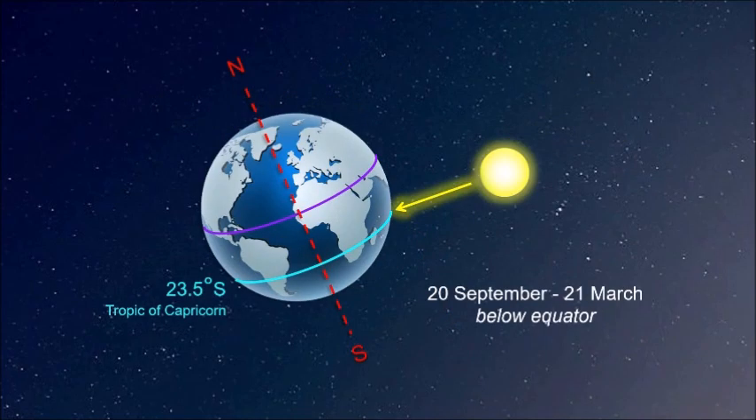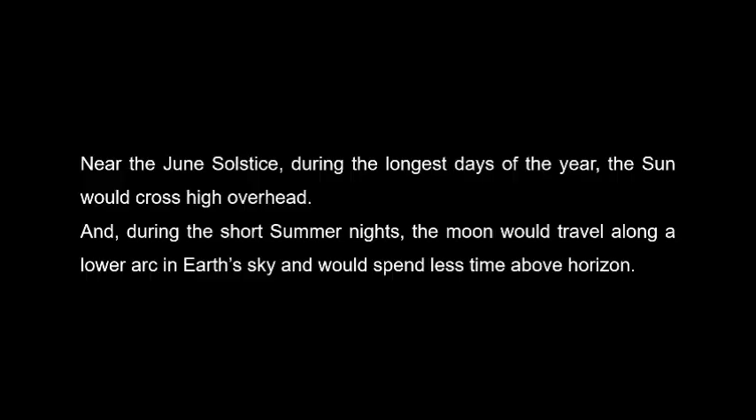Near the June solstice, during the longest days of the year, the Sun would cross high overhead. And, during the short summer nights, the Moon would travel along a lower arc in Earth's sky, and would spend less time above horizon.